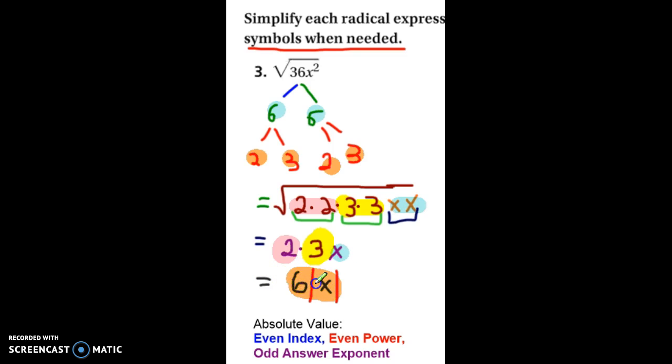6x. Now I need to use my absolute value rule. My index in the original problem is not shown, so it's even. It's 2. My power is 2. I got an odd answer, x to the first power. I have to use the absolute value to make that true.